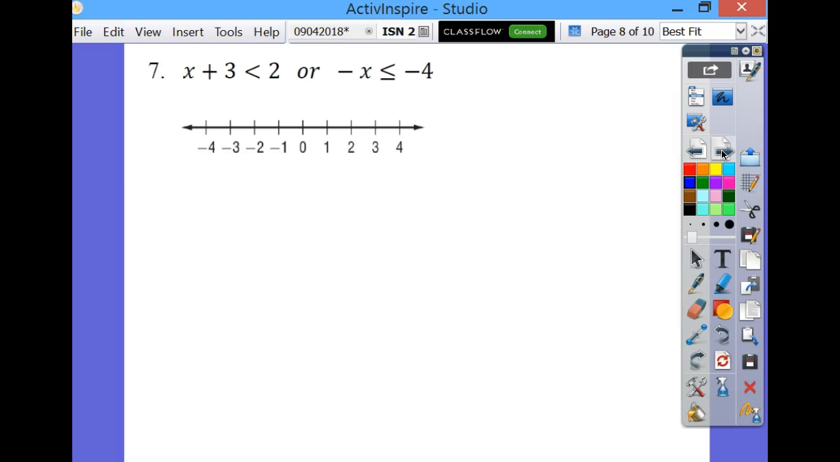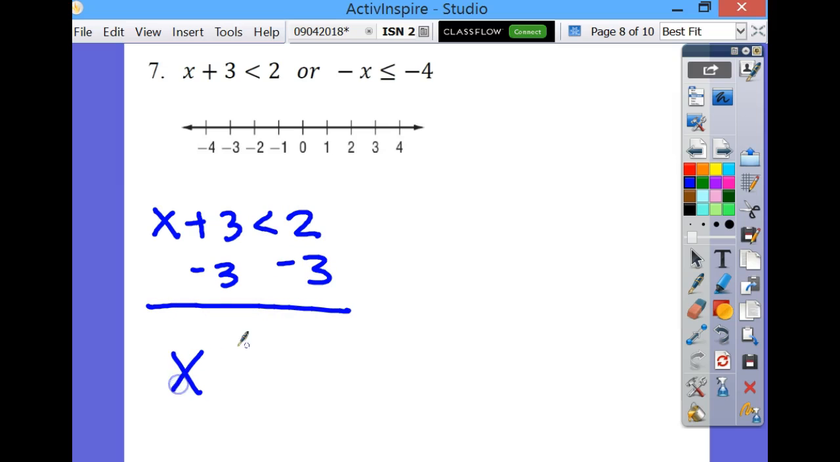This is called compound inequalities because there's more than one. Do you see 2 inequalities? Guess what you do with 2 inequalities? Solve them both. And so hopefully this will be fairly easy to solve. Subtract 3 from both sides. And there's the first one.